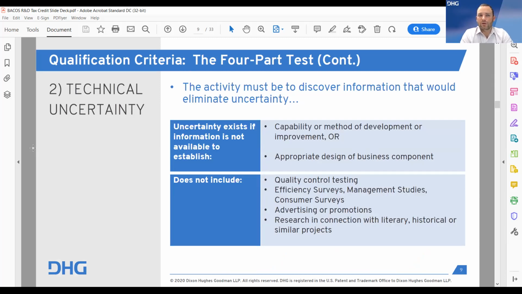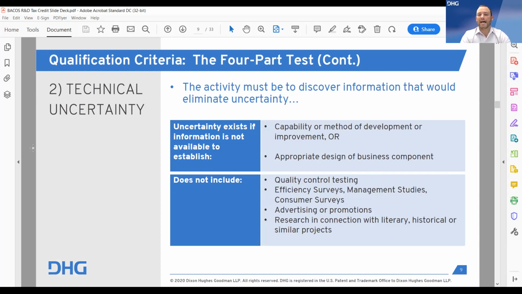Test number 2 of the 4-part test is really where I like to think the R&D begins to start to kick in. So this is called technical uncertainty. So given that you're looking to develop or improve something that's functionally new or improved, you have to have some level of unknown or uncertainty, meaning that just because it's new, you can't know exactly how to go about developing or designing or building it. Because if you were to do that, then there's not really any research or development being required. It's just, let's do something new that we know exactly how to do. That's not going to be R&D.